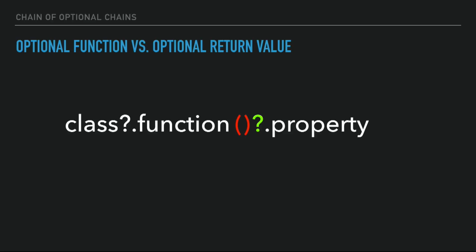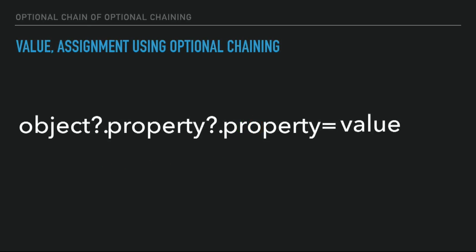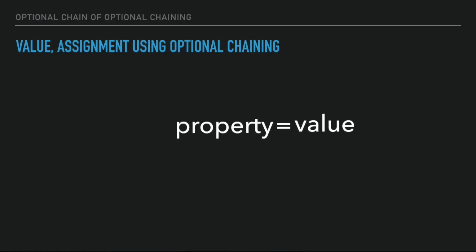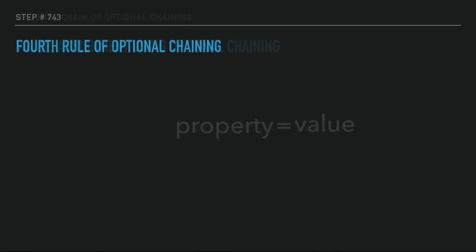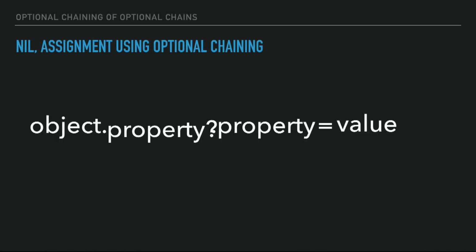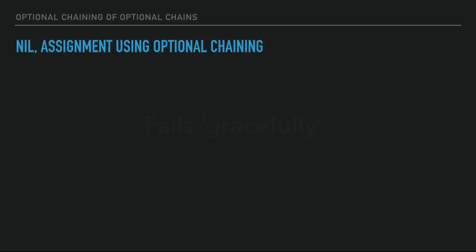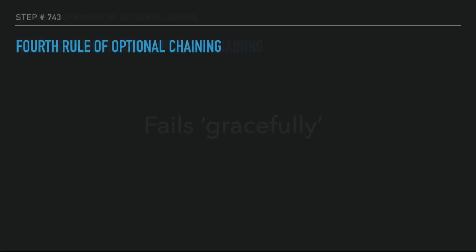Same with functions. You can have a function that returns an optional value, or an optional function. Optional functions only exist in optional protocols, by the way. Also works the other way. If you're trying to assign a value to the end of an optional chain, then there you go. That property is equal to whatever value is. Fourth rule is, if anywhere in the chain you hit nil, the whole thing fails gracefully. The idea is that if that optional turned out to be nil, and you try to assign a value to the property at the end, it never gets there. It never reaches the end. It disappears.